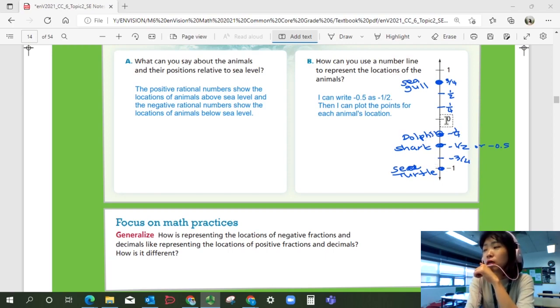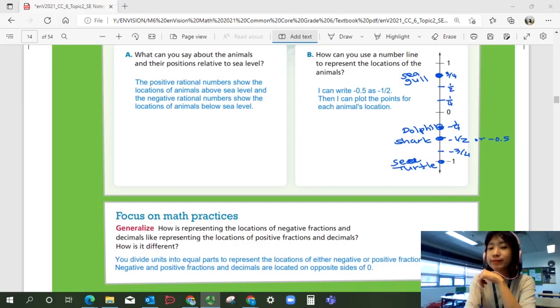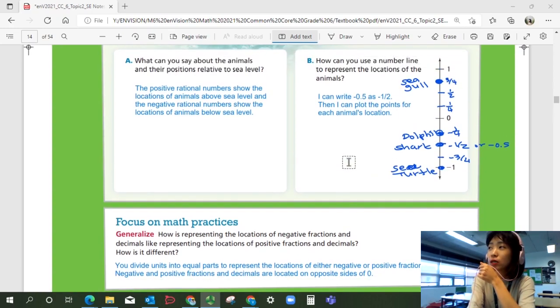How are they different? Positive numbers are going to be labeled above 0. Negative numbers are labeled below 0, right? So you divide units into equal parts to represent the locations of either negative or positive fractions and decimals. Negative and positive fractions and decimals are located on opposite sides of 0. There we go. Make sure you have all these in your notes. Let's look at the next page.